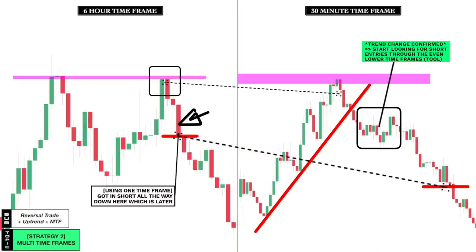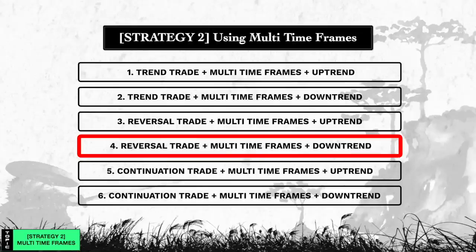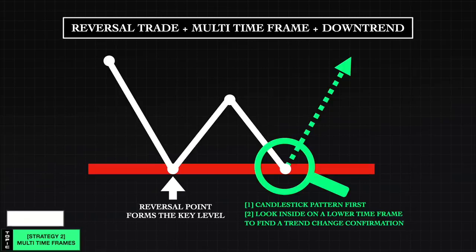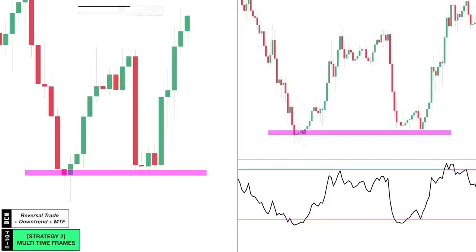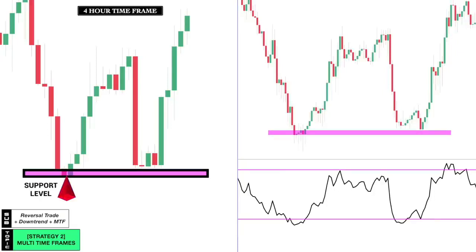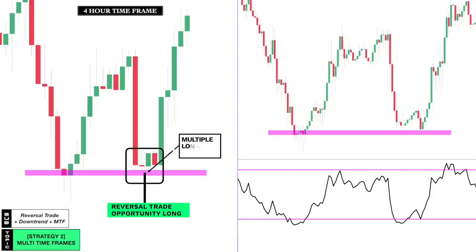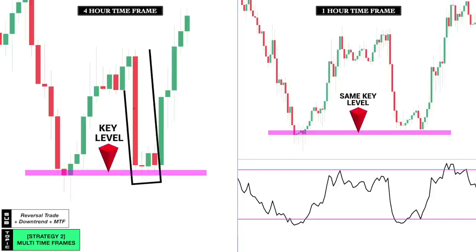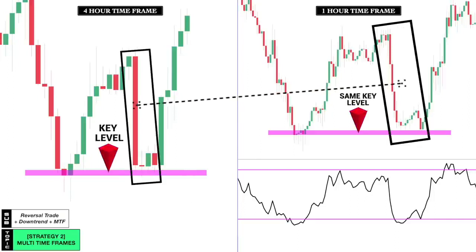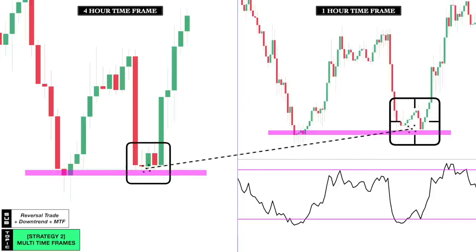So going in the opposite direction, a reversal trade in a downtrend using multi time frames. On the left is the 4-hour time frame. You had your key level of support because of this reversal point. And this is where your reversal trade opportunity long presented itself, and it's where you had multiple long wick candles form at the level. Then on the right is the 1-hour time frame that was used for an entry point. Same key level, same pullback. This area here is this same area here.